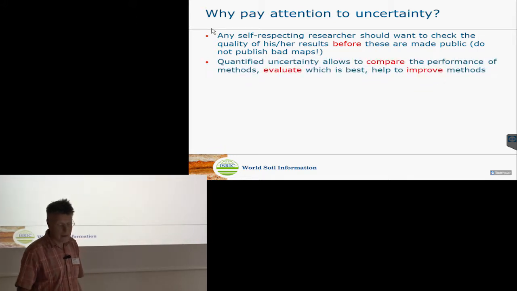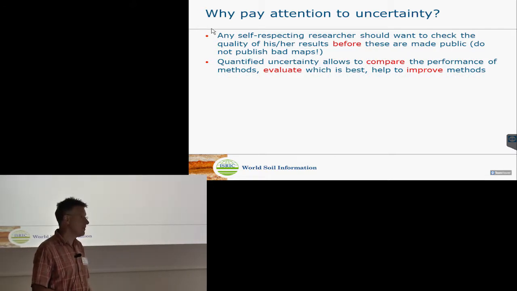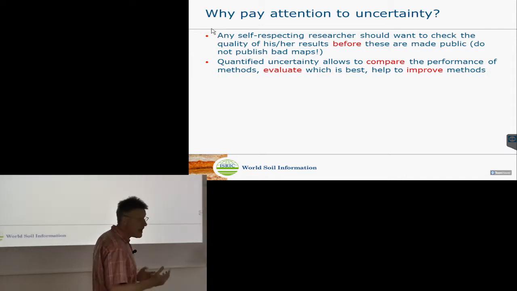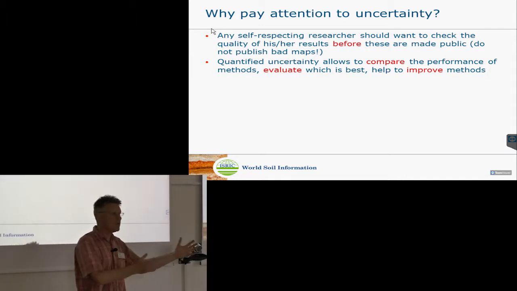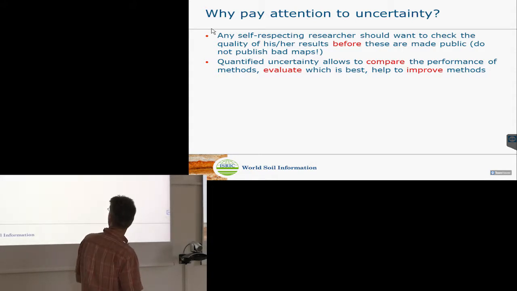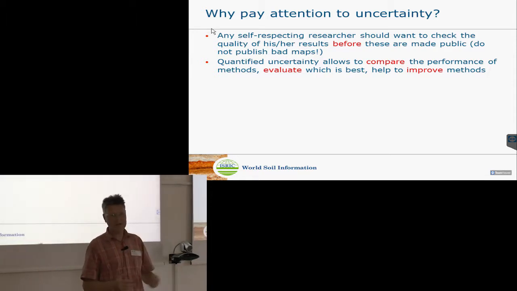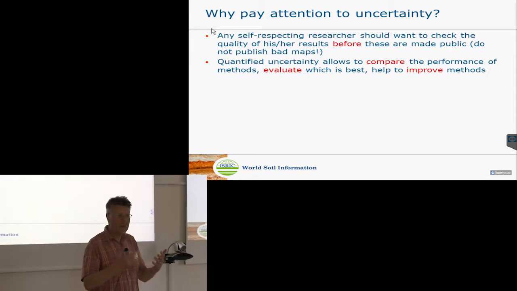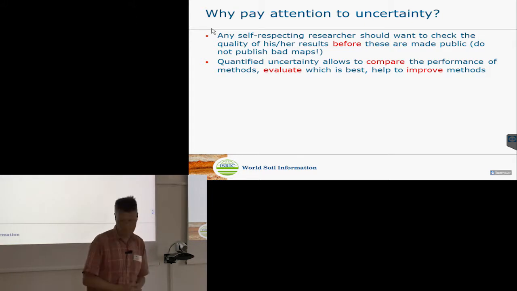Now, if we are able to quantify the accuracy of maps, we're also able to compare different models, different approaches: which one does the best job, which one produces the most accurate map. So that would help us to evaluate which is the best method, and also it would maybe help us to see how we can improve our map.